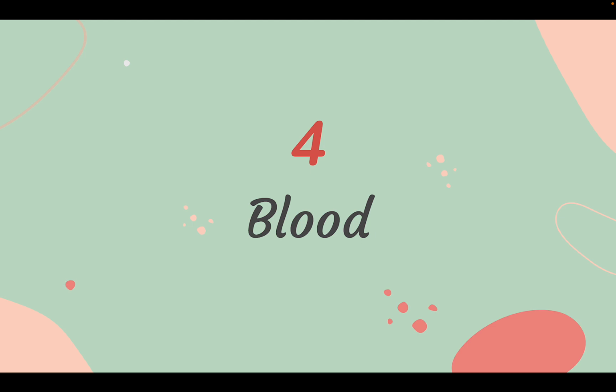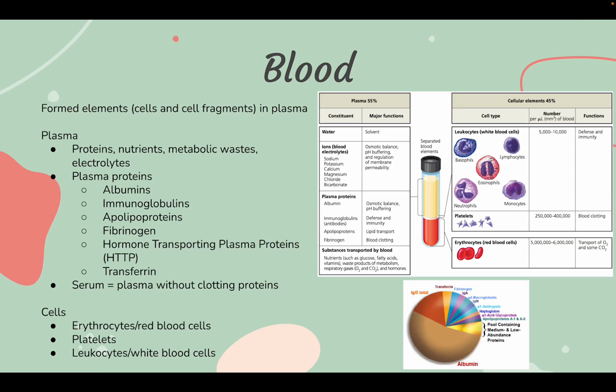So now let's talk about blood. The common saying is that blood is formed elements, like cells and cell fragments, in plasma. And plasma is kind of complex. It has a lot of things, right? If you've ever gone donating blood or something, you might have been donating plasma and not blood. Basically, plasma is what you get when you remove the cells from blood.